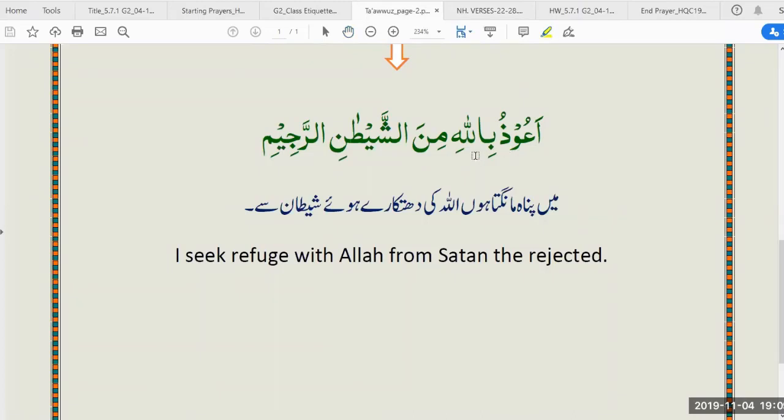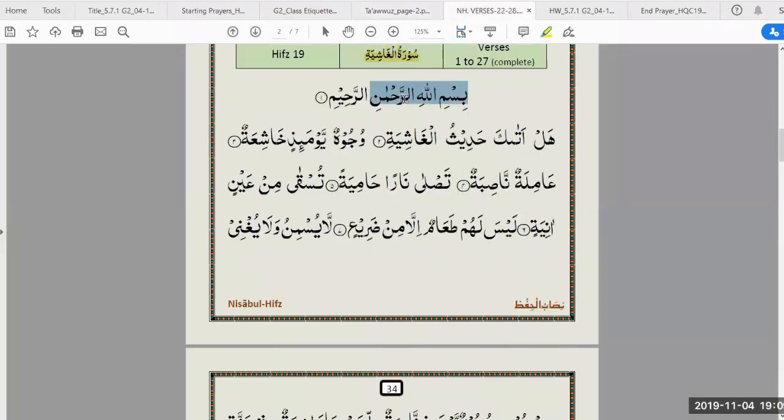A'udhu billahi minash shaitanir rajim. Yeah, so this one needs to be prolonged. Nirajim. This jim needs to be prolonged because of this ya. Nirajim. Yeah, A'udhu billahi minash shaitanir rajim. That was excellent. And now Bismillah, can you read this too? Bismillahir Rahmanir Rahim. Okay, good.